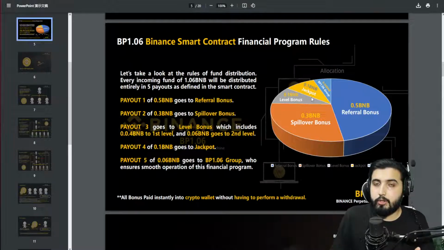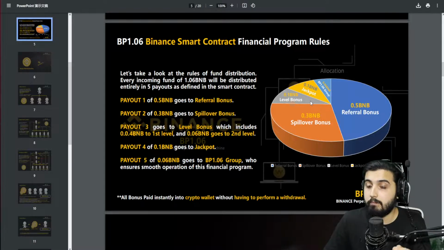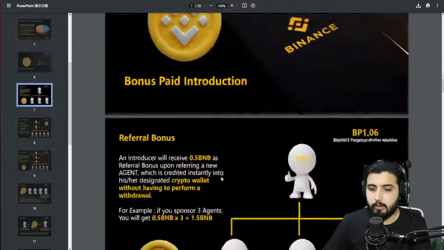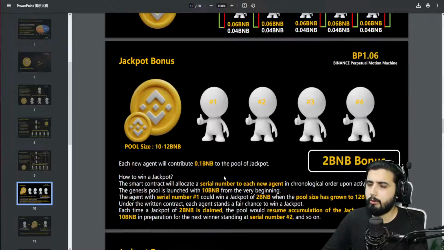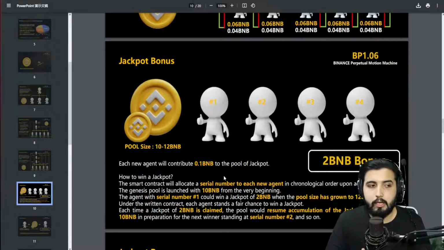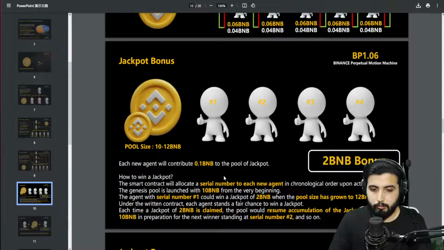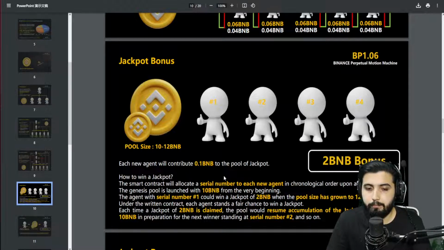Then there's one of them which is of 0.1 BNB, and that is of the jackpot. So if we come back to the jackpot section, it's not like you decide to take part in the jackpot or not by just performing the investment of 1.06 BNB. You include yourself into the jackpot. So each new agent will contribute 0.1 BNB to the pool of jackpot. By saying they will contribute, it doesn't mean that they will have the option to contribute, but they will just directly contribute when they perform the investment.